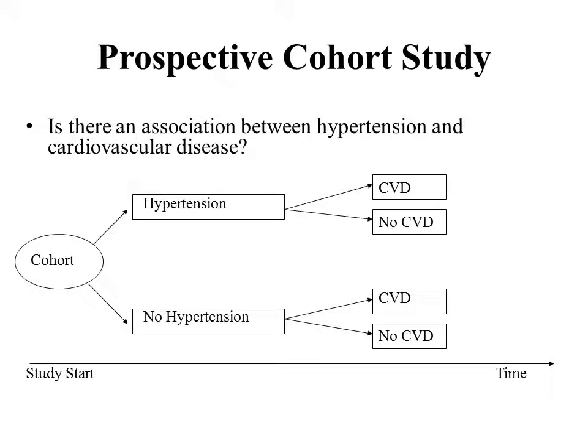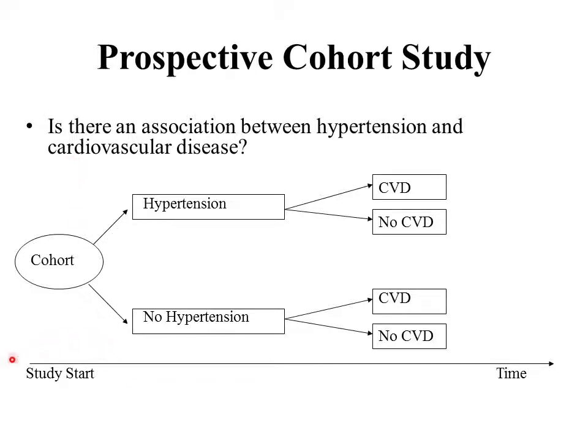Now, the book likes to use figures and illustrations that look like this to help illustrate these different types of studies. So let's talk briefly about how to read these types of figures. This deals with a prospective cohort study. And again, let's look at a question like this: Is there an association between hypertension and cardiovascular disease?